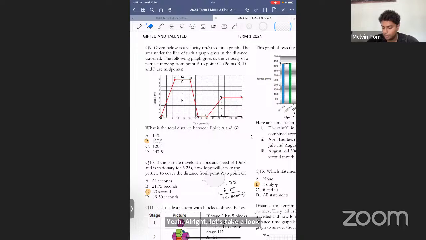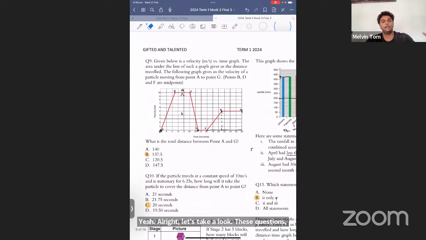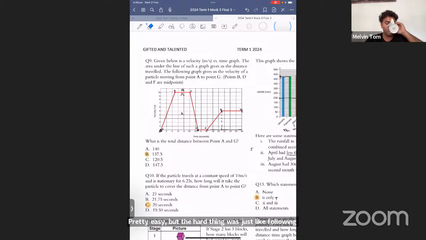These questions were pretty easy, but the hard thing was following the questions, trusting the questions. So Isabella, here we have, given below, a velocity in meters per second versus time graph. The area under the line of such a graph gives us the distance traveled. The graph gives us the velocity of a particle moving from point A to point G, with B, D, and F as midpoints. What is the total distance traveled from point A to point G?